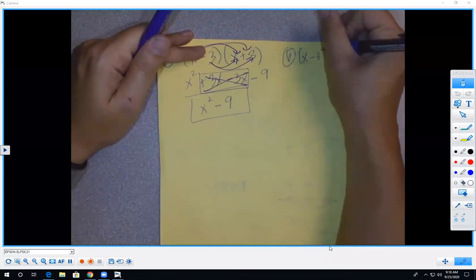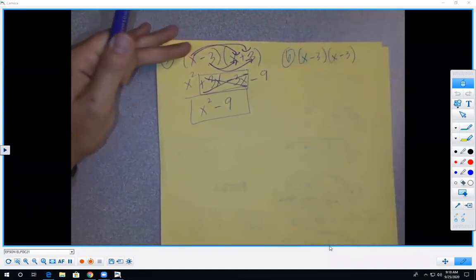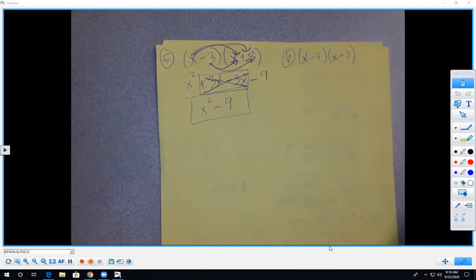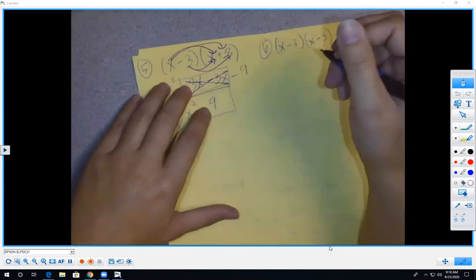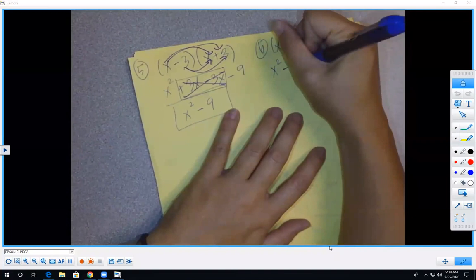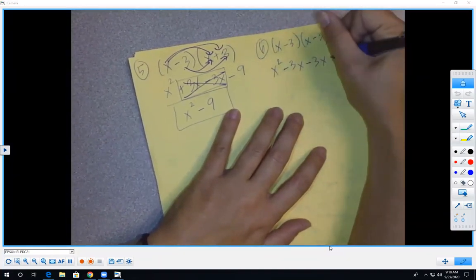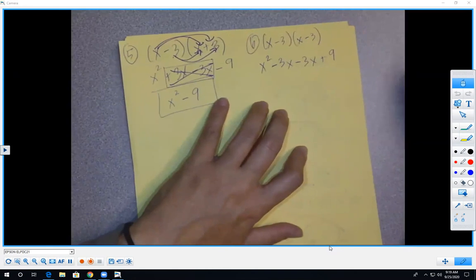What about if I had x minus 3 times x minus 3? Let's do that one. Go ahead and work that one out. So you just got x squared minus 3x plus 9.